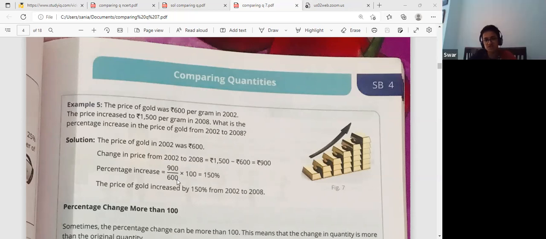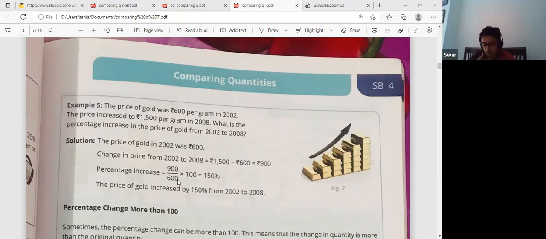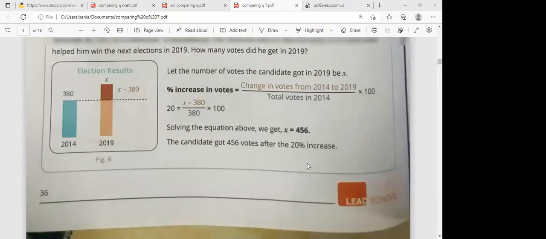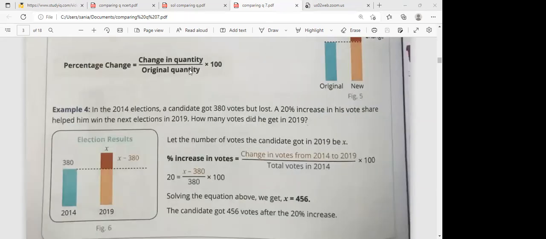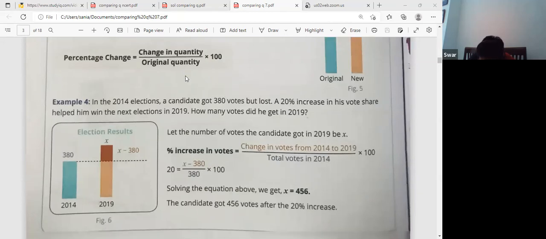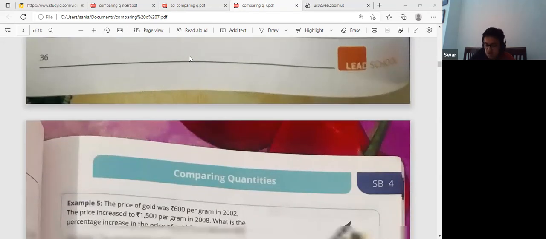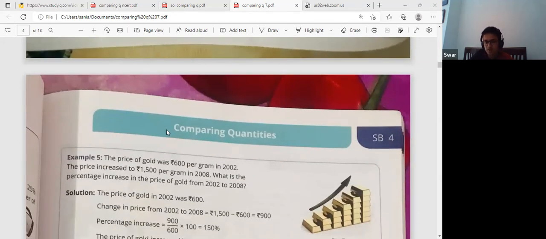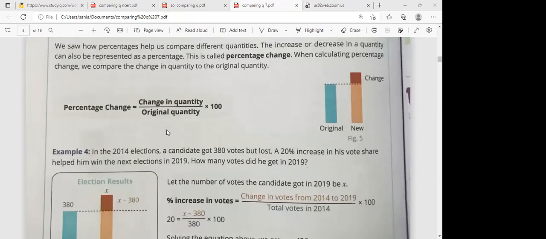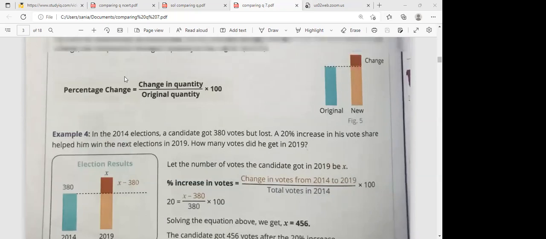So 900, what is the original price? 900 upon 600. What is the formula? Increase upon original quantity. Ma'am, because I thought 600 is unrealistic because it will come more than. Over here, you don't have to feel it is unrealistic. You just have to follow the formula. Okay?